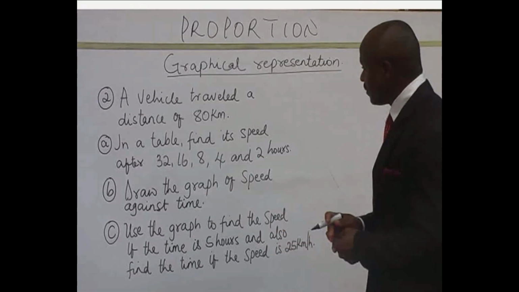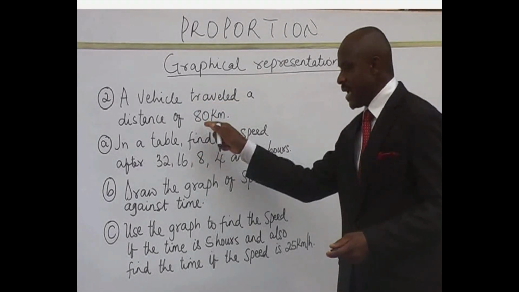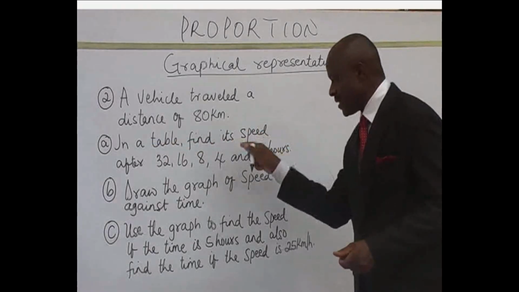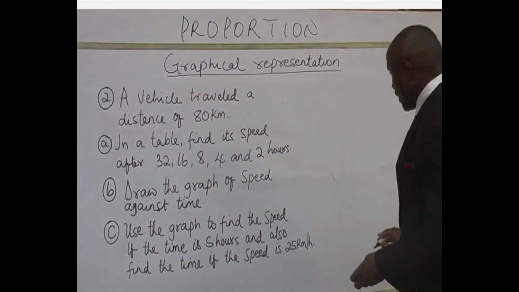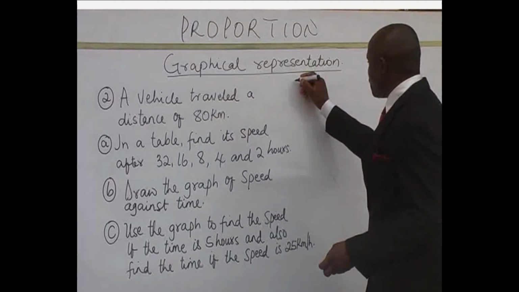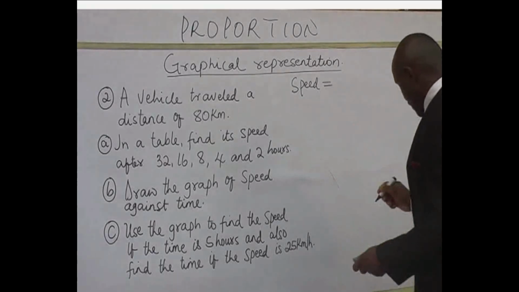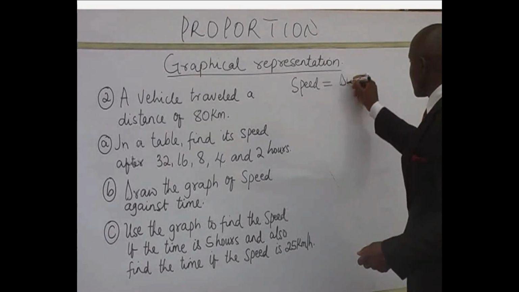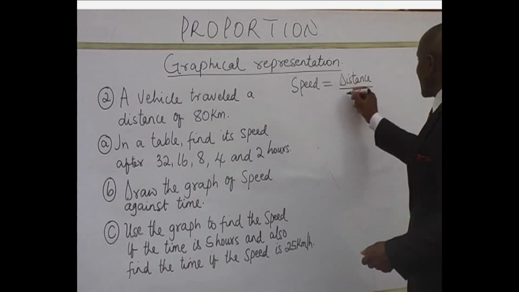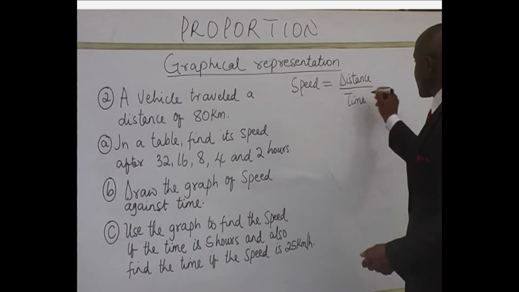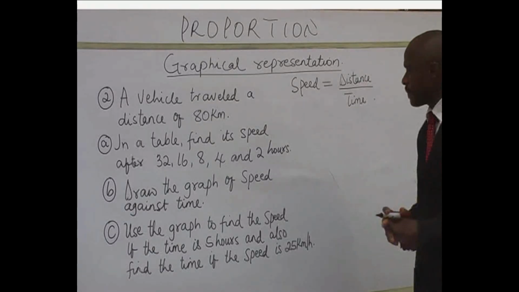Now, first of all, they said that the vehicle traveled a distance of 80 kilometers. In a table, find its speed after this line of time. We will start by saying that speed is calculated mathematically from distance covered divided by time taken to cover the distance. This is the formula for finding speed in science, in mathematics.